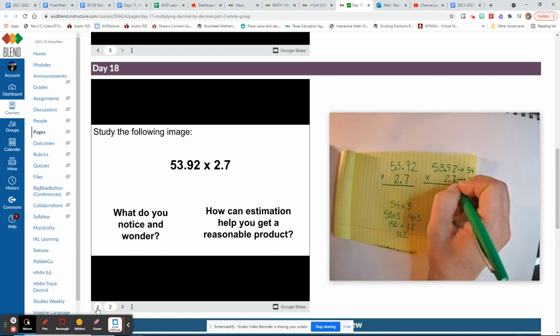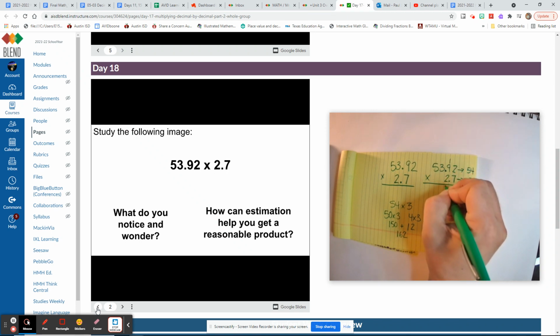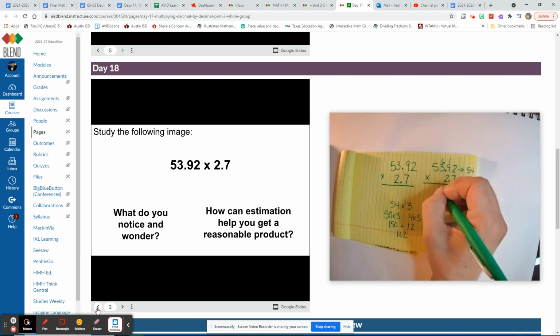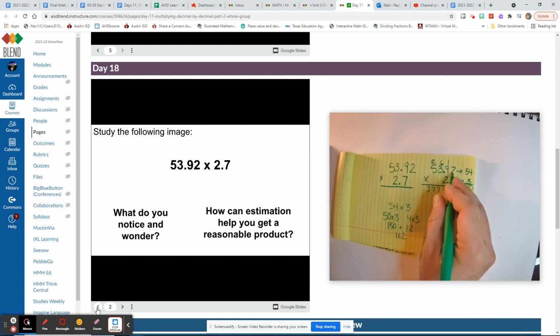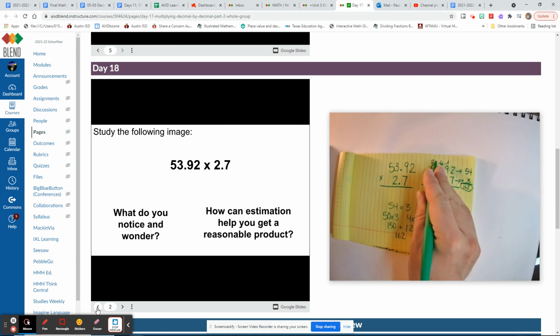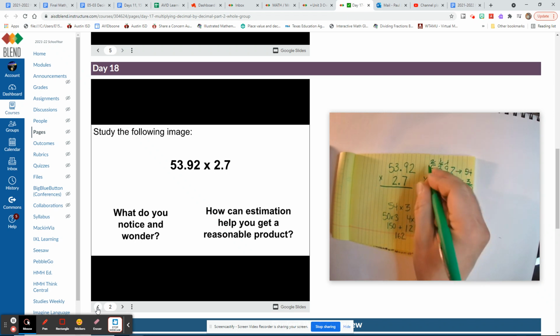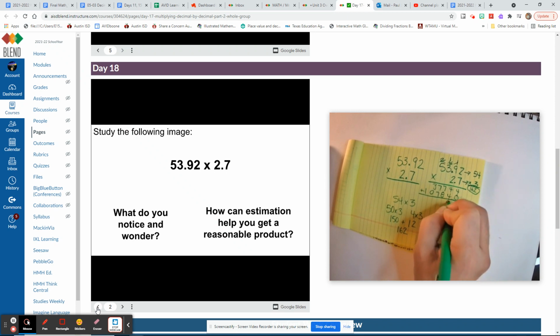If we were actually going to do the math over here, 7 times 2 is 14, carry the 1. 7 times 9 is 63, plus 1 is 64. 7 times 3 is 21, plus 6 is 27. 7 times 5 is 35, 36, 37. Second line, ones place 0. 2 times 2 is 4. 2 times 9 is 18. Carry the 1. 2 times 3 is 6, plus 1 is 7, and then 2 times 5 is 10. If you add it all up, we're going to get a rather large number.